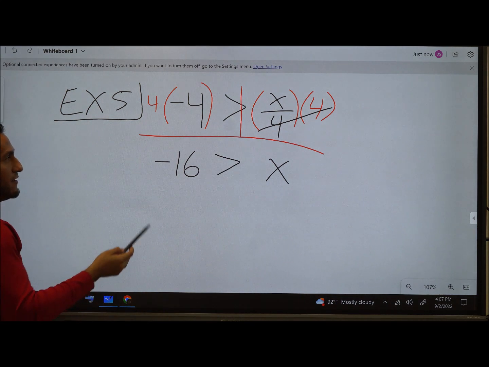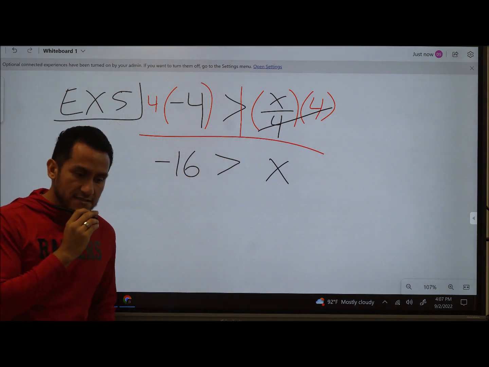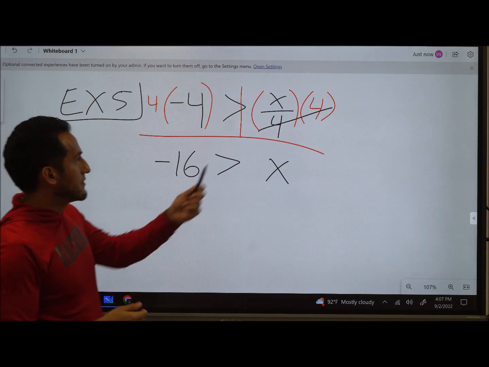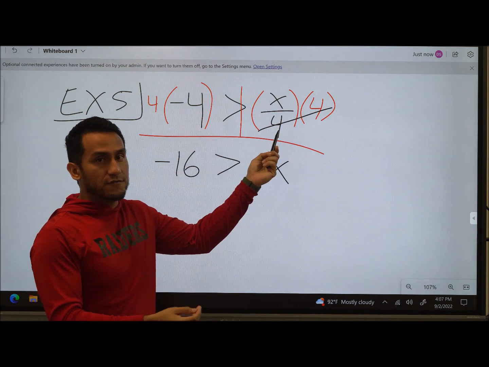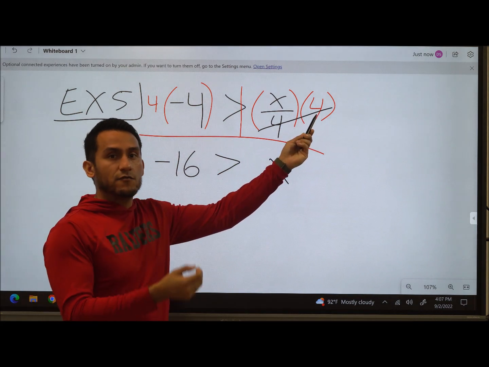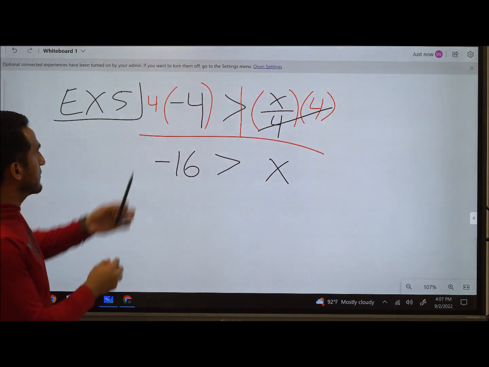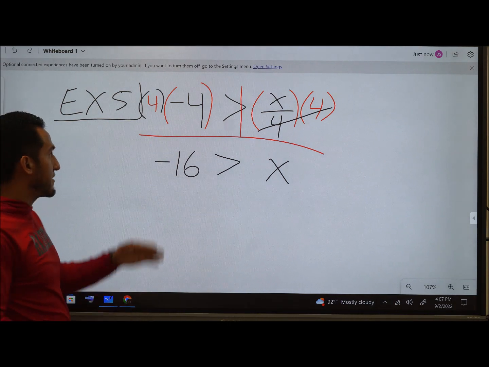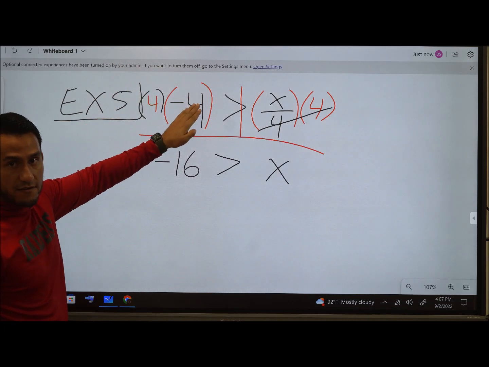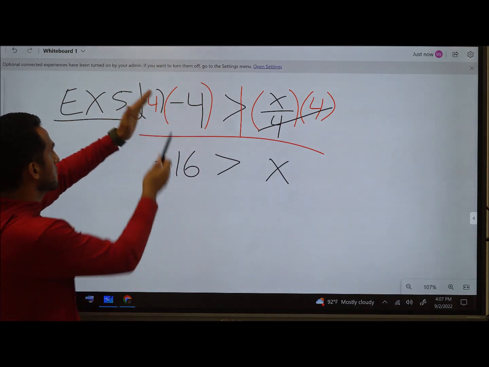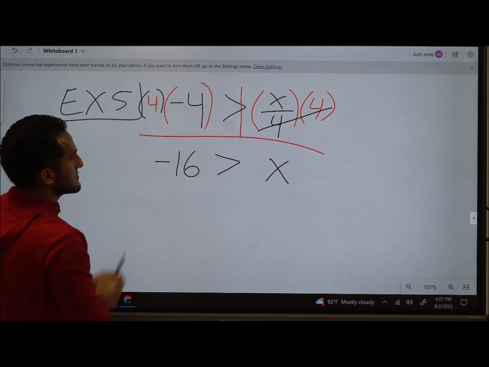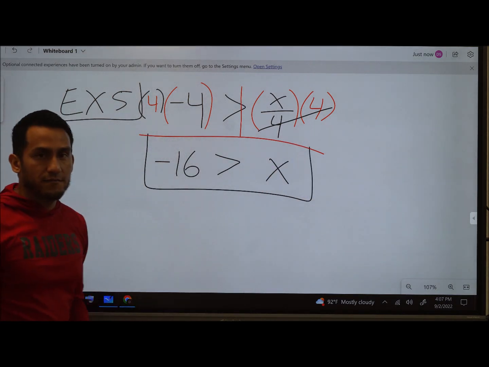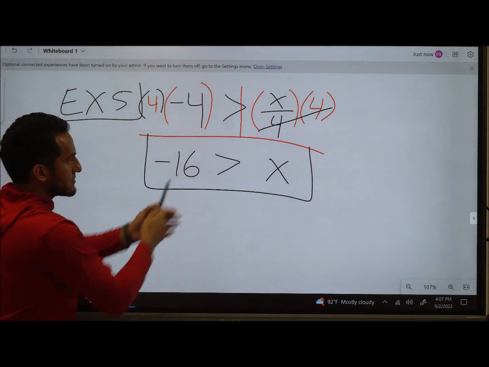If you're wondering why, well, remember the rule says whenever we multiply or divide by a negative. Here x is being divided by a positive 4, so we canceled it by multiplying with a positive 4. So on this side, we also had to multiply by a positive 4. We didn't multiply it by a negative. The negative 4 was already there, okay? All we did was multiply that number that was already there by a positive number. So because we did not multiply or divide by a negative, the inequality stayed the same.